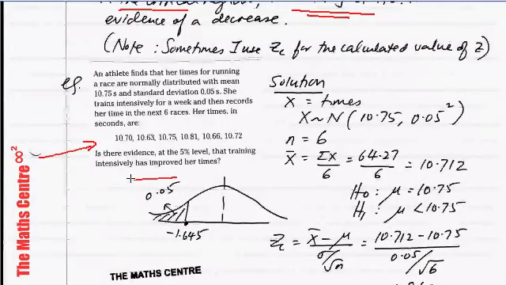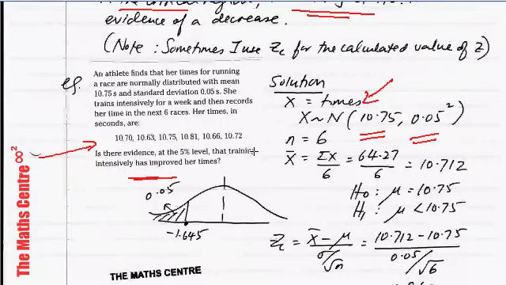So be careful about this. When you improve on your time, your mu is less than. Okay, when you improve, that means you take less time to run your race. Okay, let's look at the solution. X represents the times for running a race, and we are told that X is normal with a mean of 10.75 and a variance of 0.05 squared.